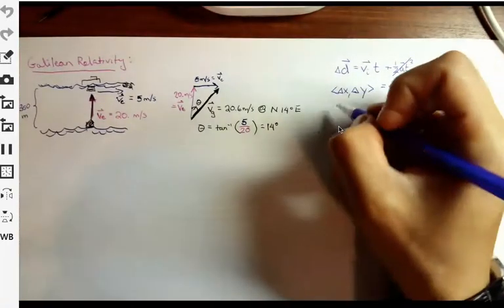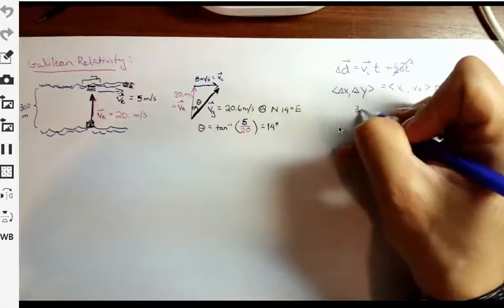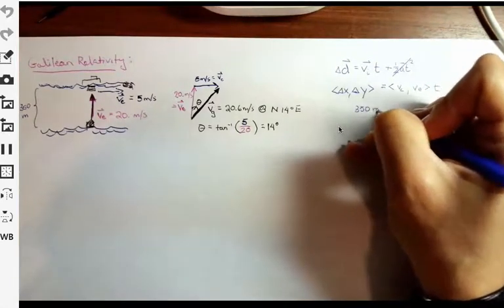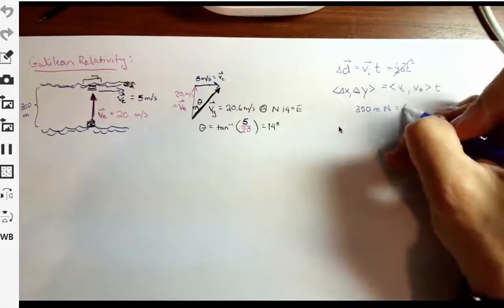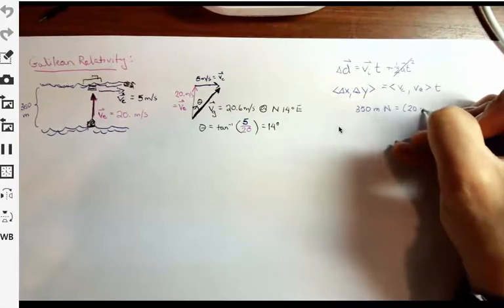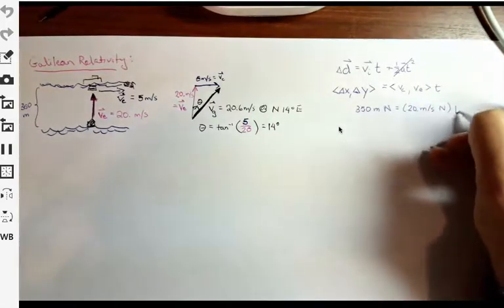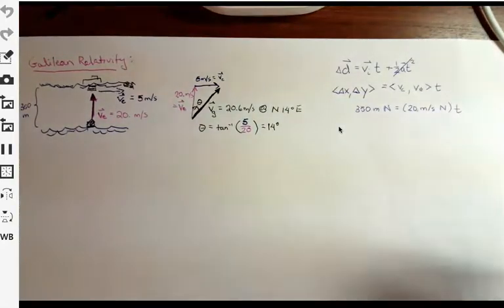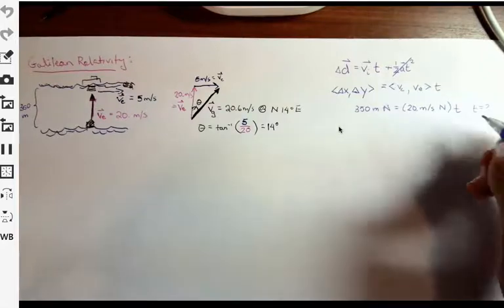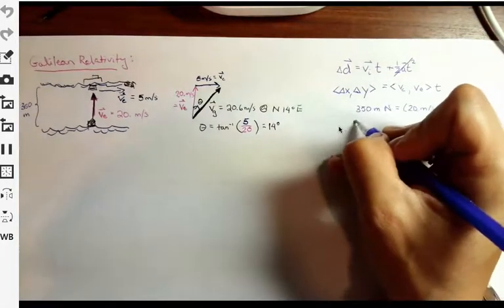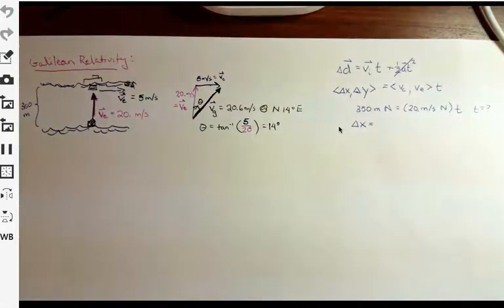then we have y. 350 meters across to the north equals 20 meters per second north times time. Solve. See how much time it's going to take you to cross the river, and that done, find how far downstream you're going to be swept in that time. Pause, solve, press play to check your work.